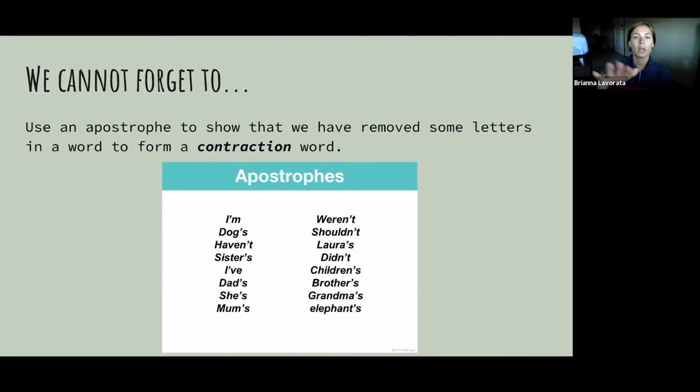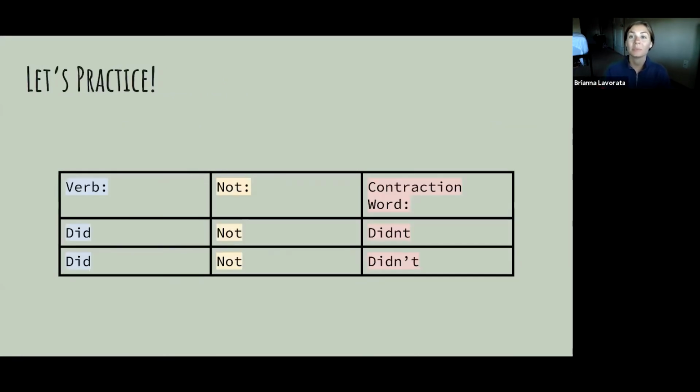Okay, so contraction means to shorten or make something smaller. An apostrophe shows that we are removing some of those letters, specifically in contraction words, to form one word, okay? So now we're gonna practice, okay? So we have our verb, okay? Our verb is did, and for this whole lesson, we're gonna be using the word not. So this is going to be our word that we're gonna be contracting a verb with.